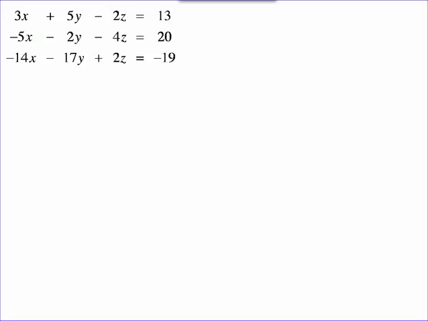Okay, so what variable do you want to eliminate? Z, very good. Because what number do they all go into? 4. So what are you going to multiply the top by? 2. Middle? Nothing. Bottom? By 2. Okay, so the top equation now becomes 6x plus 10y minus 4z equals 26. The middle equation stays the exact same.